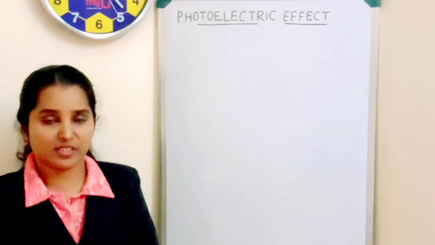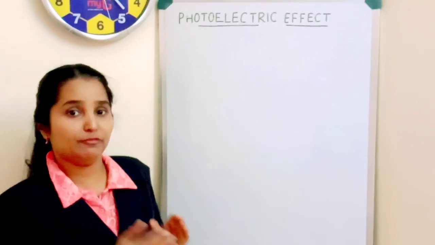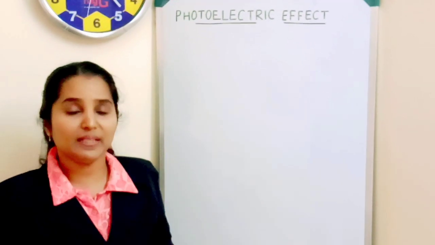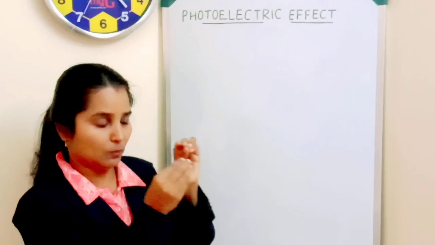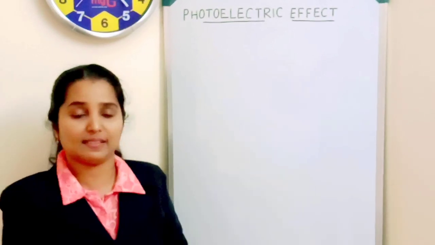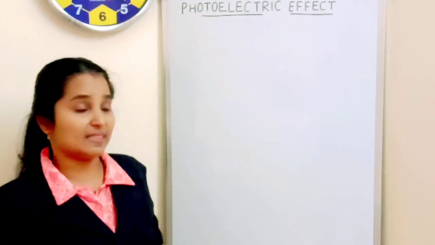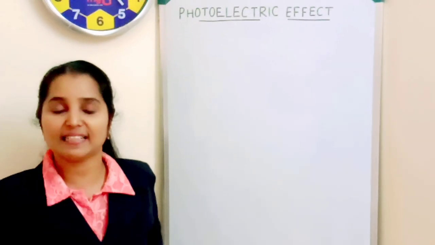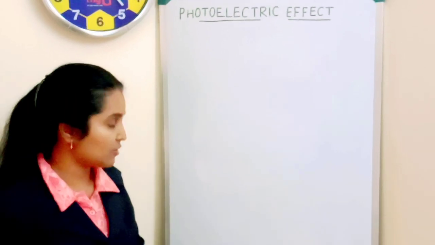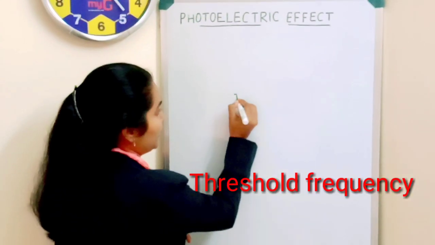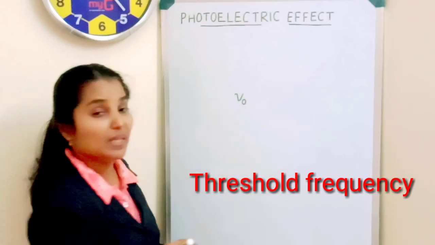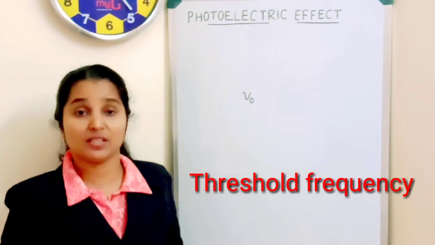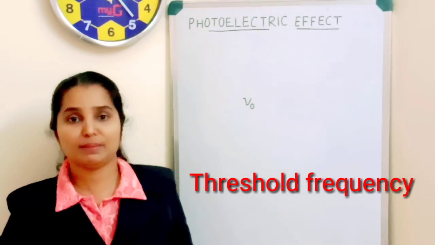And then the third observation is, whatever be the case, the light that falls on the metal surface should possess a characteristic minimum frequency, which is known as nu 0. Nu 0 is the characteristic minimum frequency that should be possessed by the light that falls on the metal surface. Only then will the electrons be ejected from the metal surface.